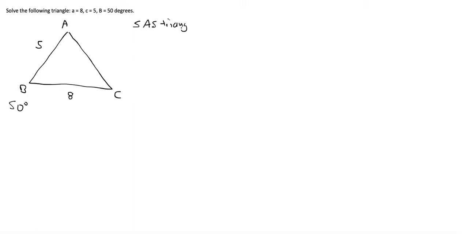Okay? So if we want to solve a triangle, if we want to find the other angles and find the other sides of an SAS triangle, we have to use the law of cosines in this case. Now, there are three different versions based on just the letters, right?